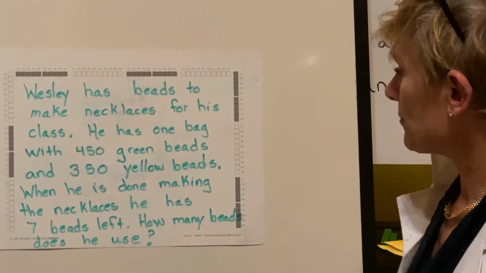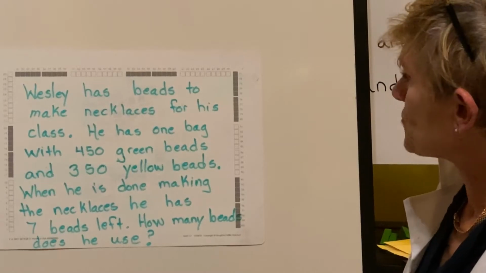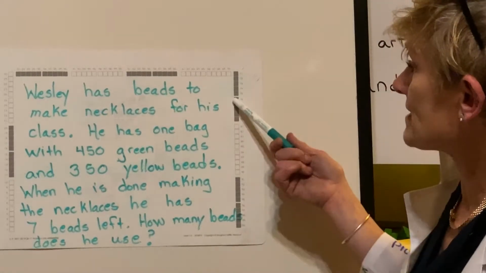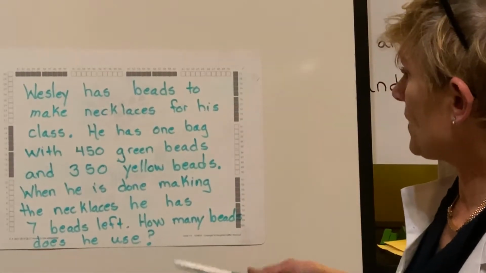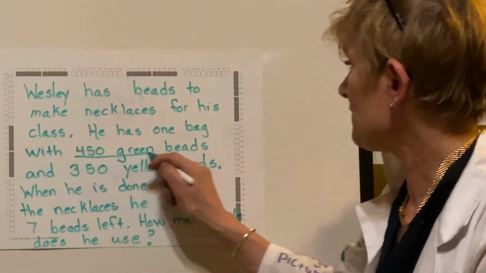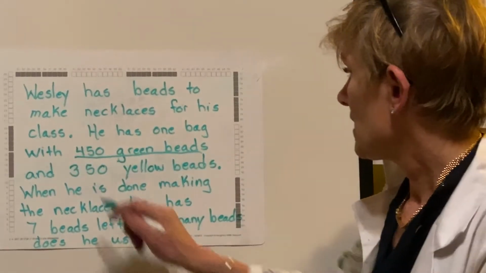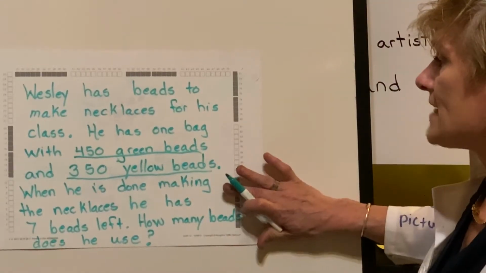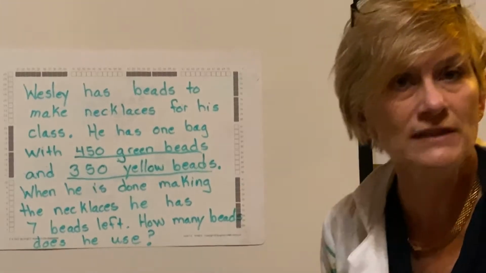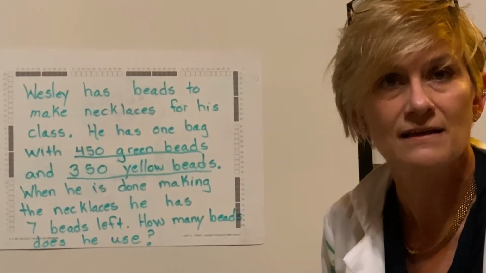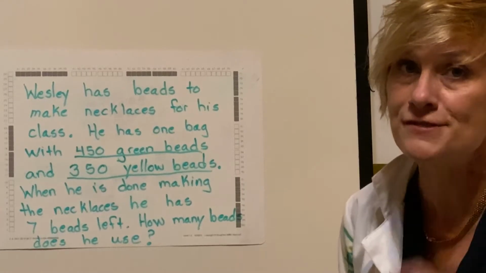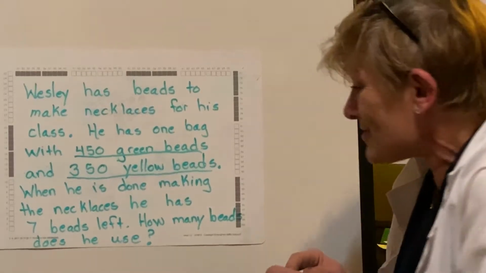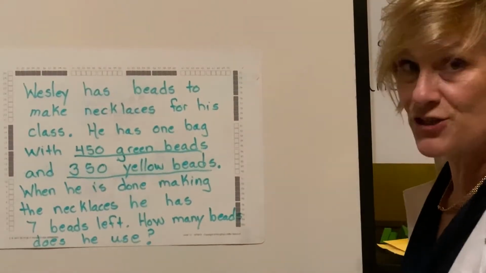So what's this story problem about? What's happening? What do we know? Yeah, we know that Wesley has beads. We know he has 450 green beads, 350 yellow beads. And then it says when he's done making the necklaces, he only has 7 beads left. Do you guys know what to do first? Yeah, it's kind of a two-stepper. It is. It's a two-stepper. So what was my first thing I should do?